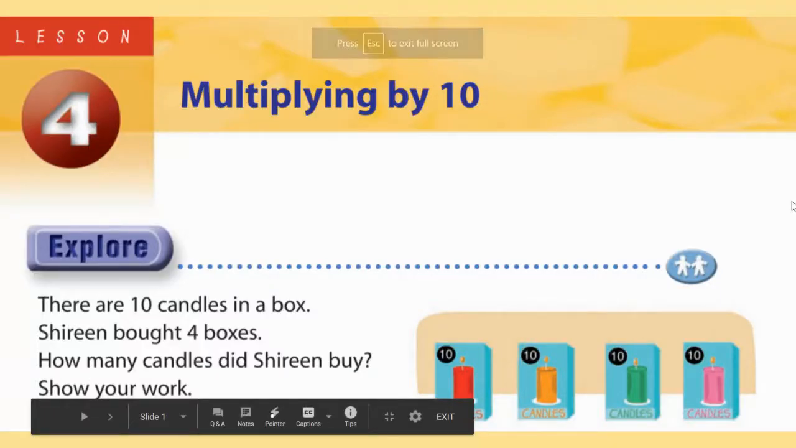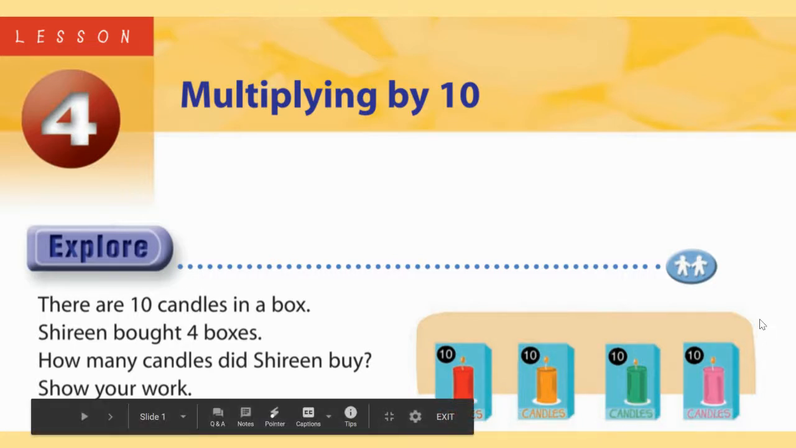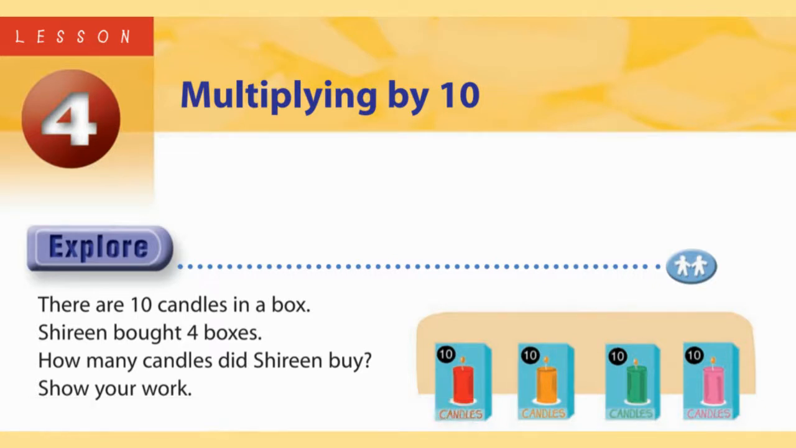Wonderful. So multiplying by 10, we're going to start with. So there are 10 candles in each box. So pretend someone you knew was having a really big birthday. You need to buy some candles. And each box only had 10. So you needed to know how many candles you needed. So if there are 10 candles in each box, Shireen bought 4 boxes. How many candles did Shireen buy?